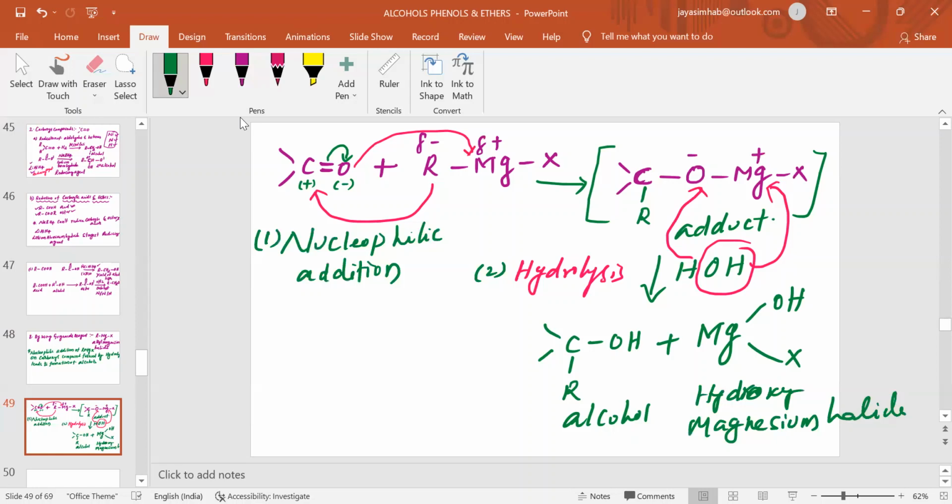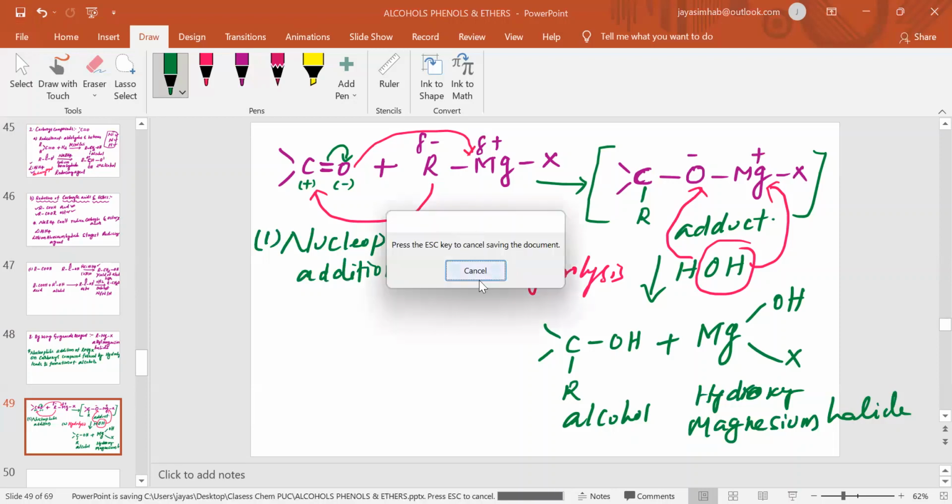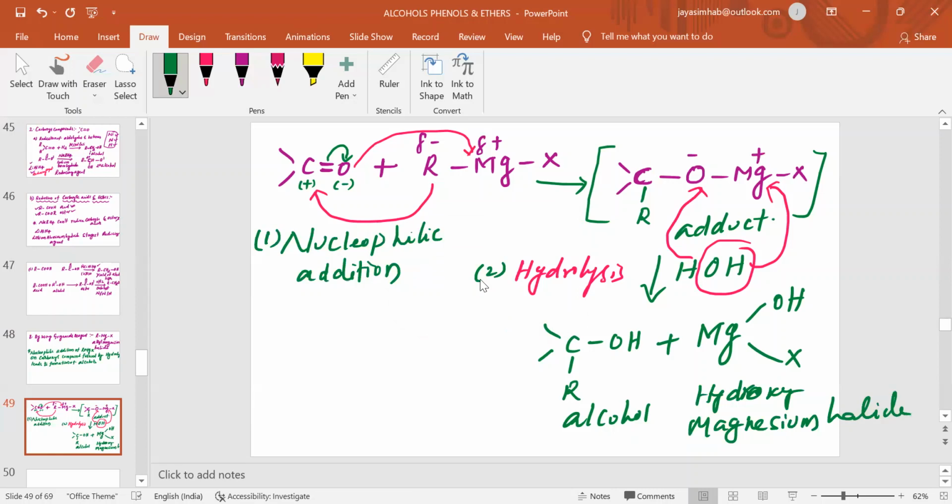Magnesium halide. You can say like this. Okay? So here what we are going to see is: when a carbonyl compound interacts with RMgX, the Grignard reagent, what type of alcohol is produced? Suppose formaldehyde, HCHO, reacts with the alkyl magnesium halide, what type of alcohol is formed?